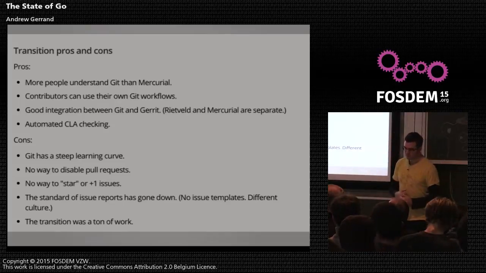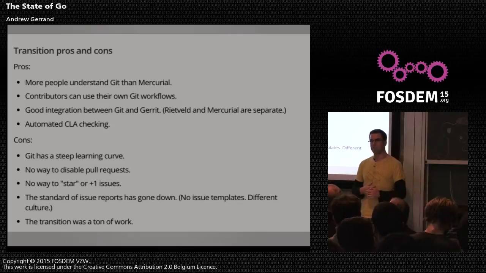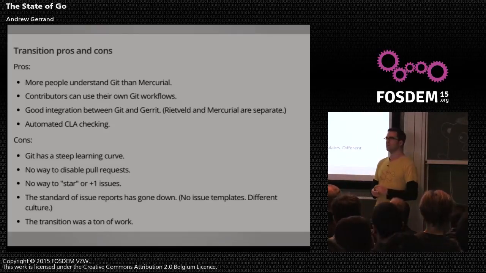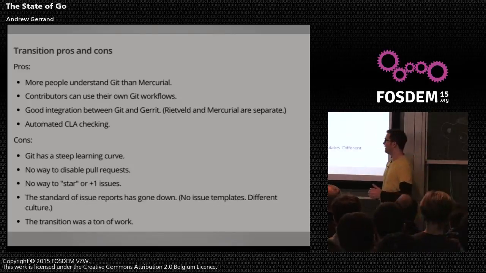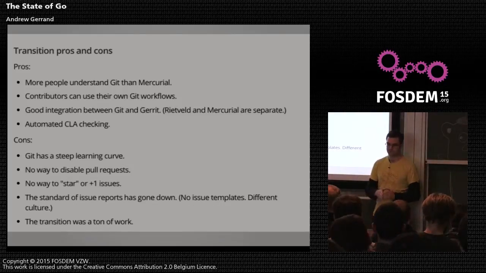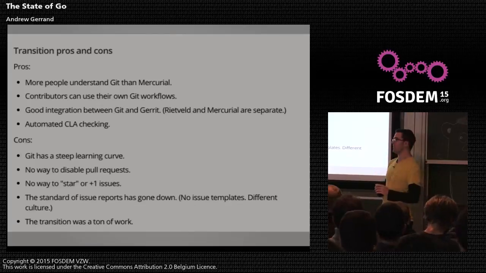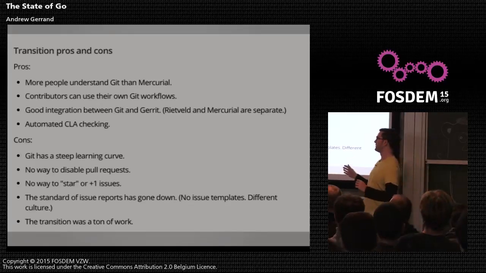There are a number of cons, though. Git has a steep learning curve. A lot of people who are used to our simple Mercurial-based workflow are now very confused, and I feel bad about that. That's just the nature of the beast. GitHub has no way to disable pull requests, which I'll talk about why that's a bad thing in a minute. GitHub also has no way to star or +1 issues, which I suggest everyone here just tweet at GitHub and ask them to implement this feature.